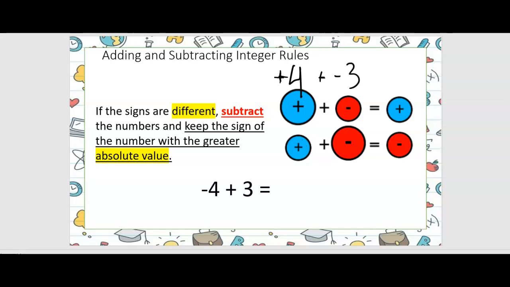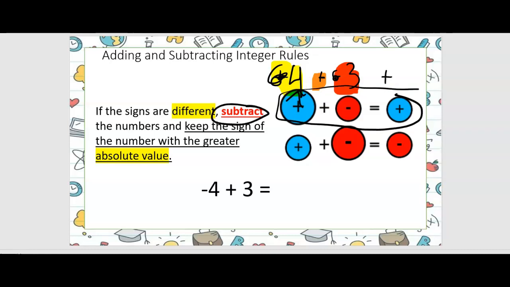In this case, positive 4, and you're adding a negative 3. See how this 4 is the bigger number? It's a greater absolute value than negative 3, positive 4. So in other words, 4 is bigger than 3. If you just pretend like the signs aren't there for a second, the 4 is the big one. So this is what we'll use. Our answer is going to be positive.